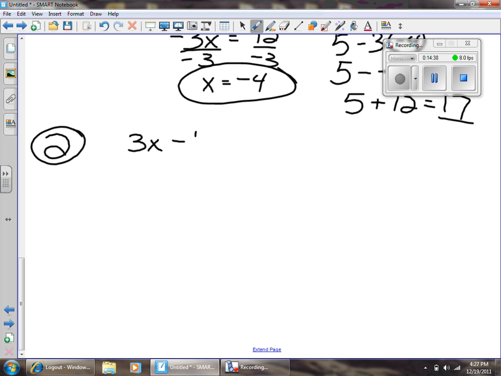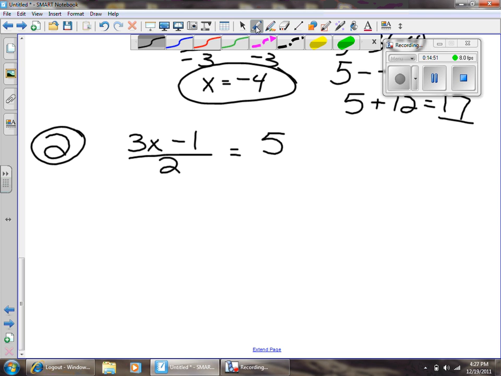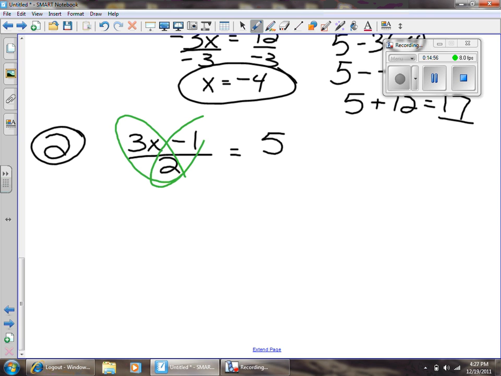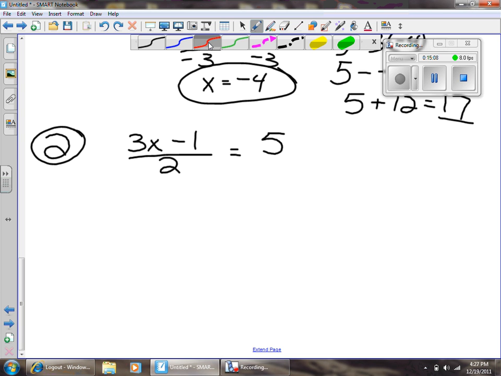3x minus 1 over 2 equals 5. Remember, I can't get rid of that minus 1 there. I can't do it. I'm not allowed. It's not really a -1. Remember, it's 3x over 2 minus 1/2. That's the real problem that's going on. If I could get rid of that denominator, then I could solve it just like the previous problem.